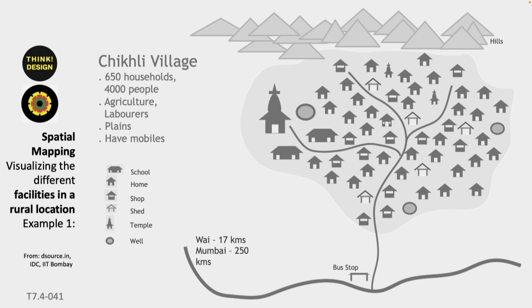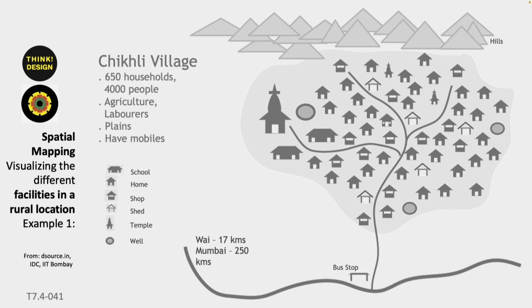Okay, so we are looking at an example here. This is a case of mapping all the different things that are part of the village. This is Chikli village, which is about 250 kilometers from Mumbai, and the nearest town is about 17 kilometers. It has about 650 households, 4,000 people, mostly agriculture. It is on the plains, and in the background are the hills. The community had mobiles. This study was done about 10 years back, but people still had bought mobiles. It's a simple mapping.